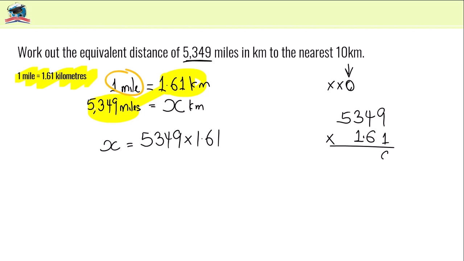1 times 9 is 9. 1 times 4 is 4. 1 times 3 is 3. And 1 times 5 is 5. And let's go for the 6. 6 times 9 will give us a 54. So we have a 54 there. So we're going to write a 4. And we're going to keep the 5.